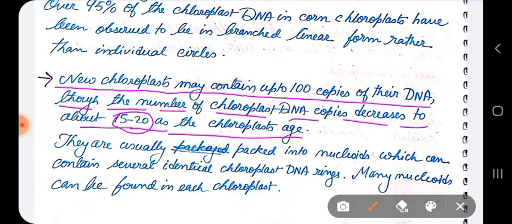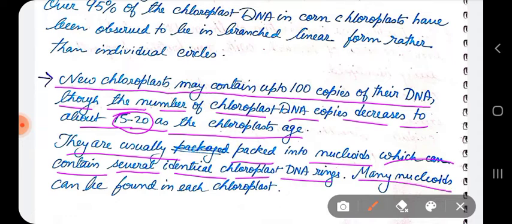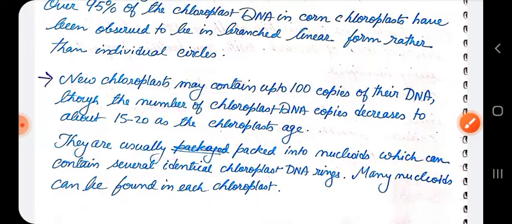They are also packed into nucleoids, just like mitochondrial DNA, by associating with proteins, and a nucleoid can contain several identical chloroplast DNA rings. Many nucleoids can be found in each chloroplast.